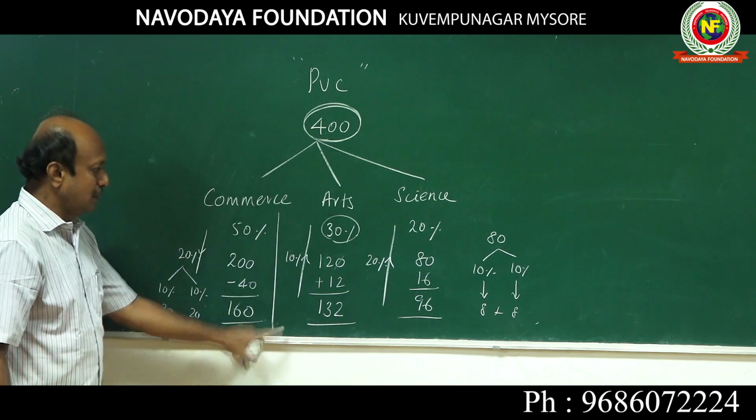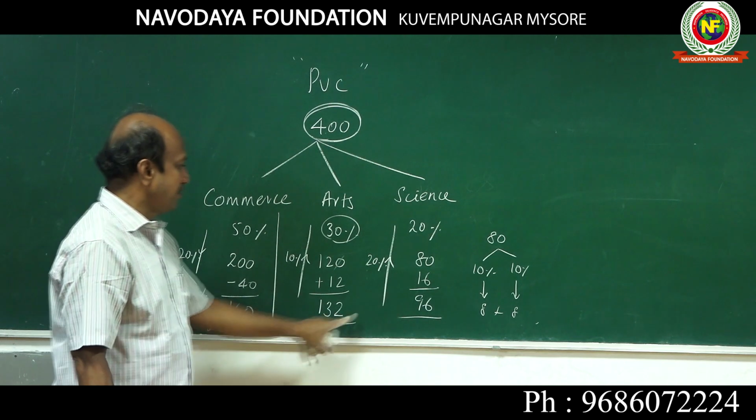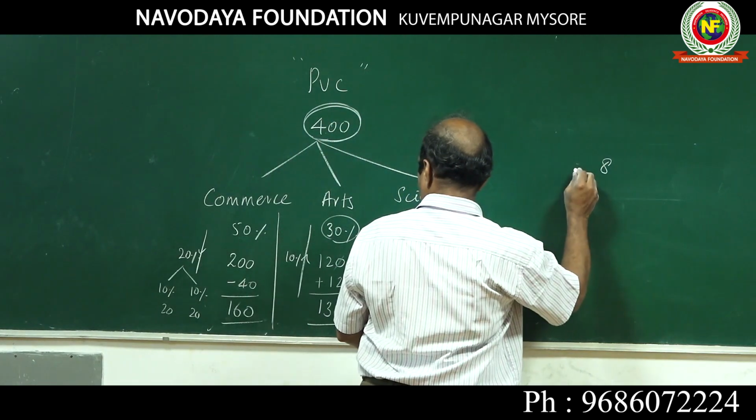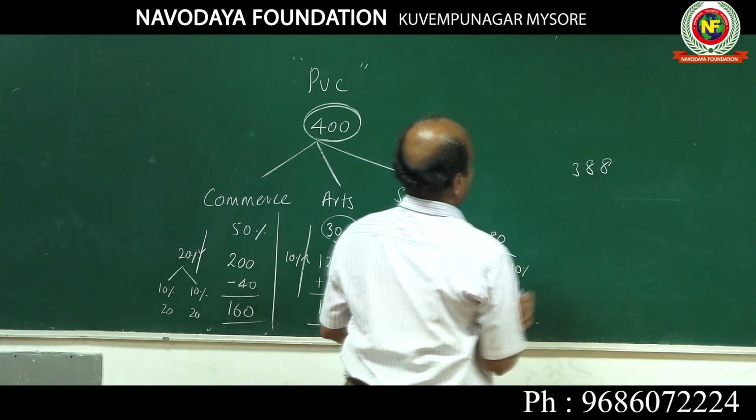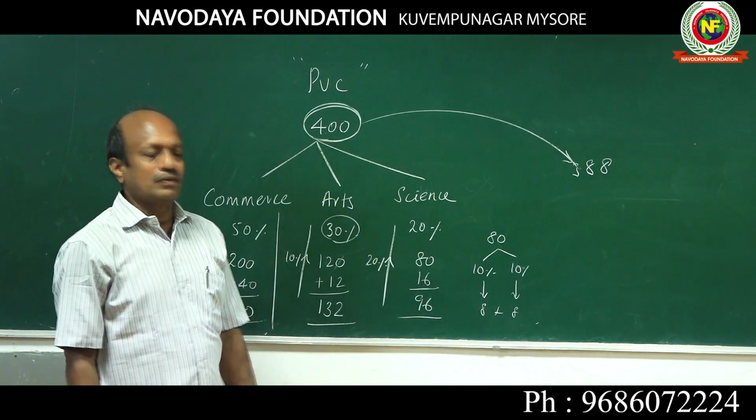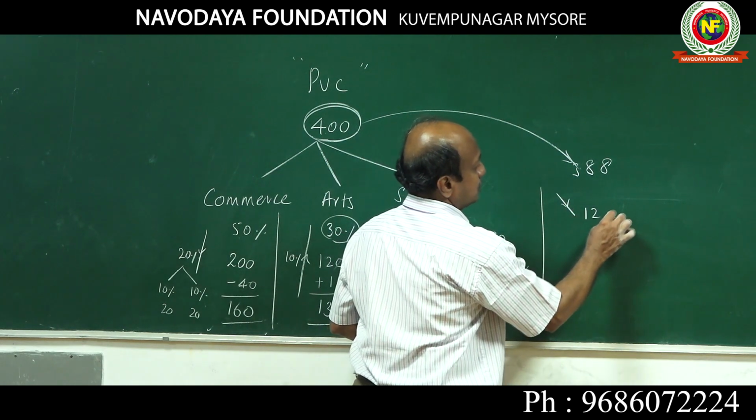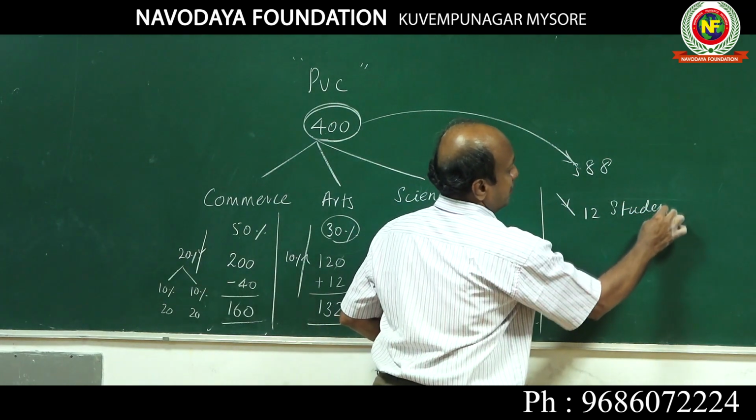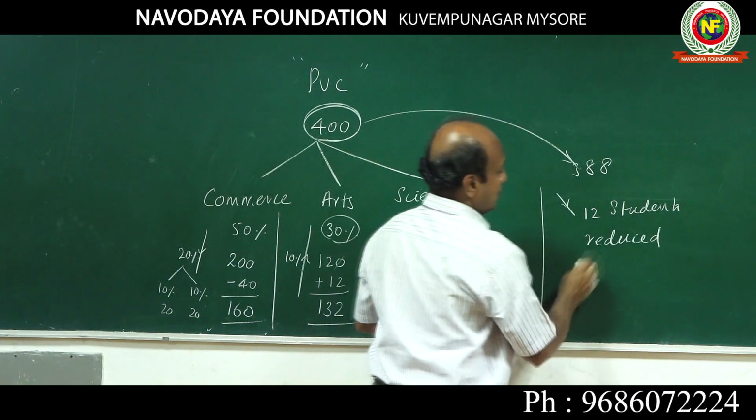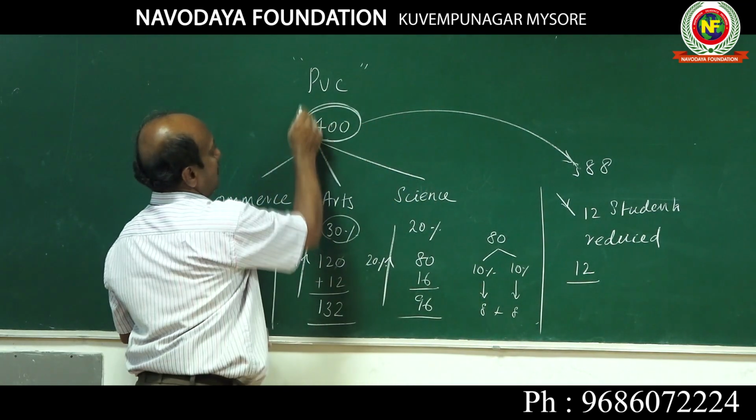Now you add all of this. How much will you get? 160 plus 132 is 292, plus 96 is 388. Instead of 400, what happened? It has come down. How much has it come down? 12 students are reduced compared with last year. So how will you write this in terms of percentage?